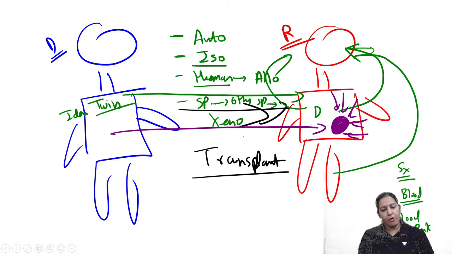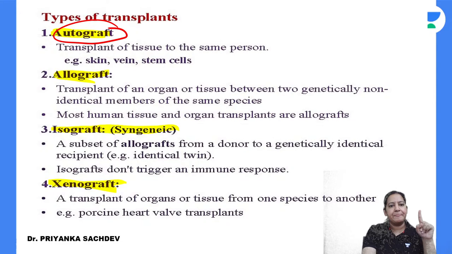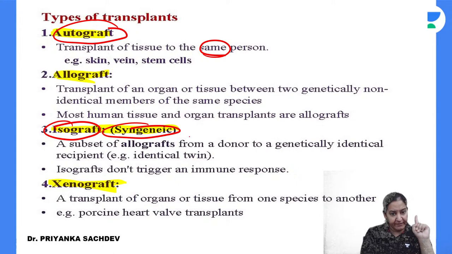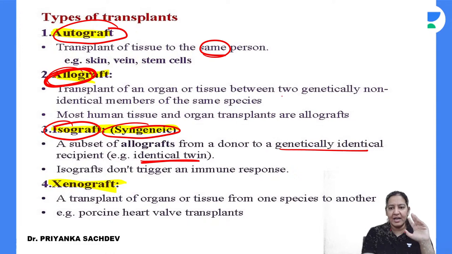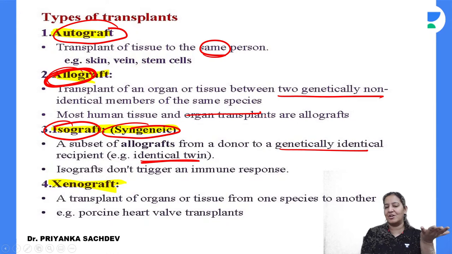So what are the four types of transplant I taught you? Autotransplant, that is, donor and recipient are the same person. Donor is the same person as the recipient, that is the best transplant. Second is isotransplant, also known as syngeneic transplant, in which the donor is the identical twin. That is a genetically identical person, right? That is the second best. Third is the allotransplant, allograft. Here, two genetically non-identical persons, but same species, both are humans. Both can be brother and sister, two sisters, two brothers, father and son, any combination is possible, right? But both are humans.